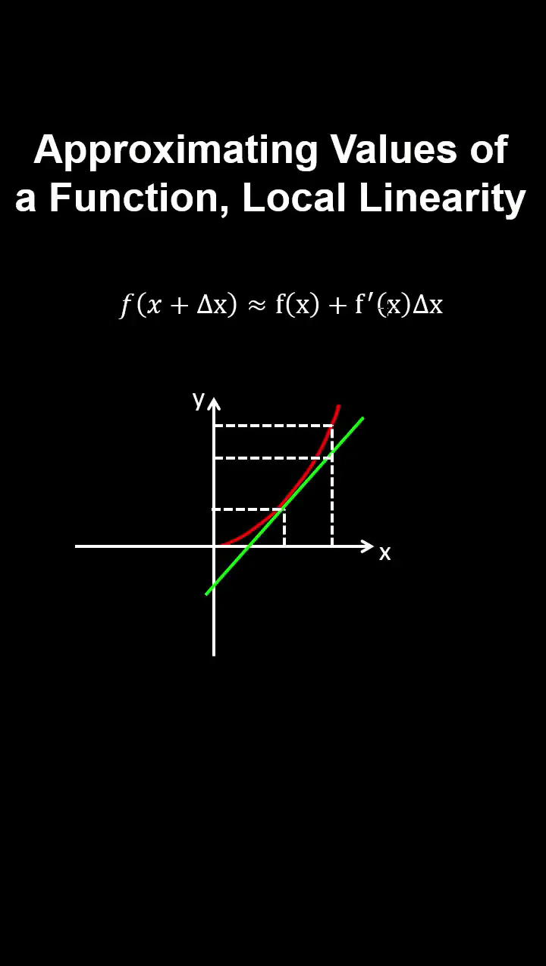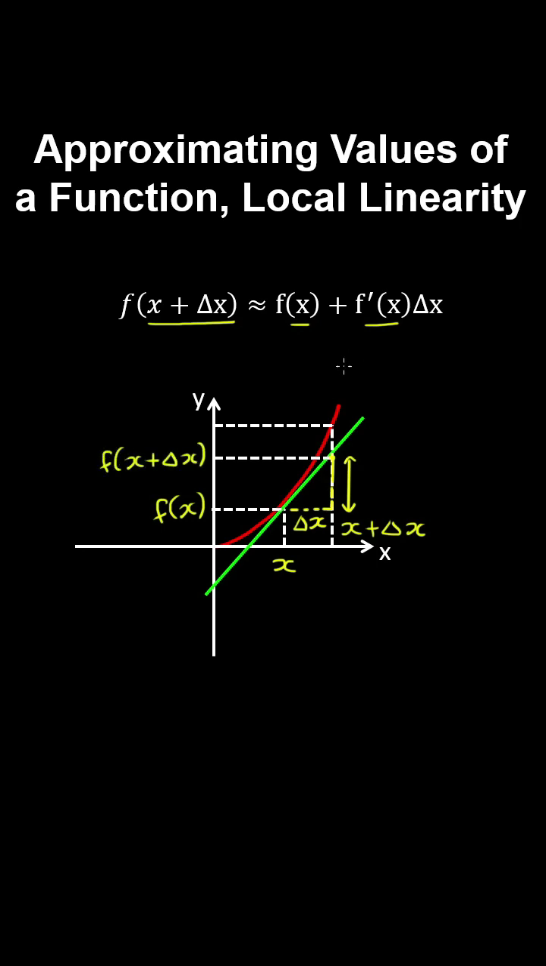We can use the derivative, or the slope of the tangent to the curve at x, to approximate the value of the function at x plus delta x. Given that the derivative is the slope of the tangent line, multiplying the derivative by delta x gives us this distance, and adding the result to our known value of f of x, we obtain the approximation to the value of the function at x plus delta x.